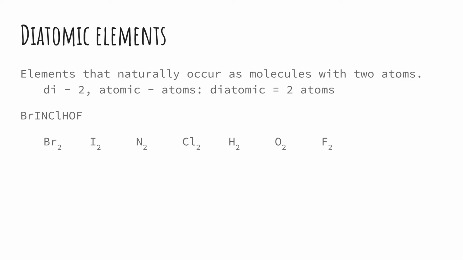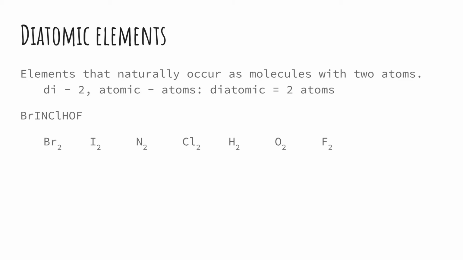One way to remember them, you can come up with your own mnemonic if this doesn't work for you, is Brinkelhoff. Bromine, iodine, nitrogen, chlorine, hydrogen, oxygen, and fluorine. Those are the diatomic elements, the ones that always show up in pairs. In their natural form, as elements, they're always a pair of atoms.